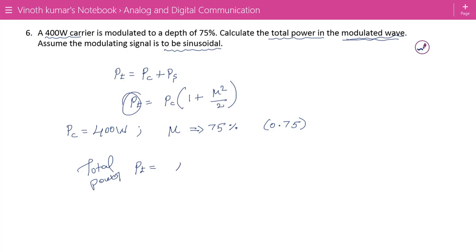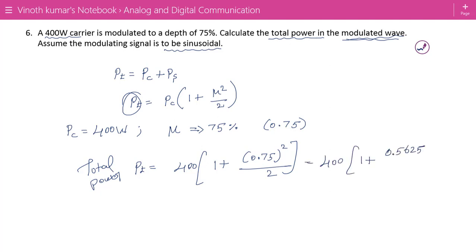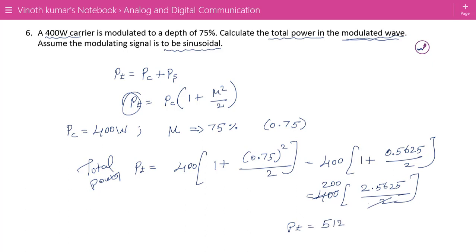So PT is equal to 400 into 1 plus 0.75 whole square divided by 2. So this is 200. So the total power PT is equal to 512.5 watts. So this is the total power of the modulated wave by amplitude modulation.